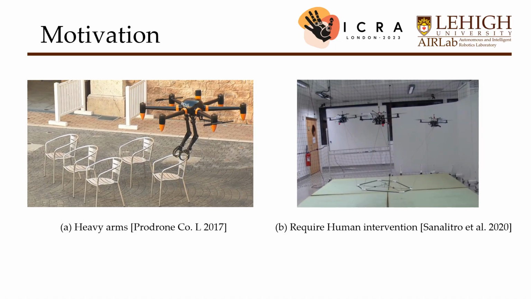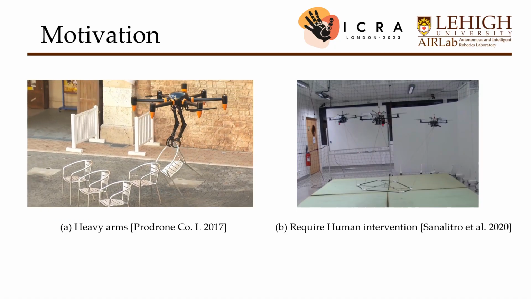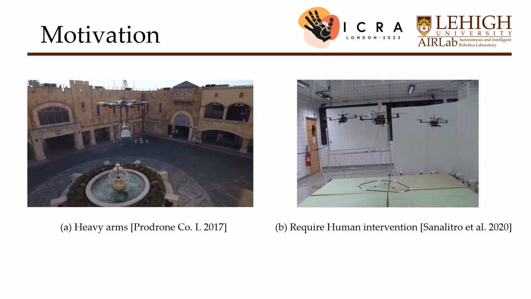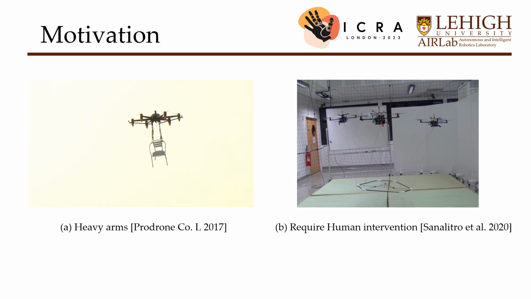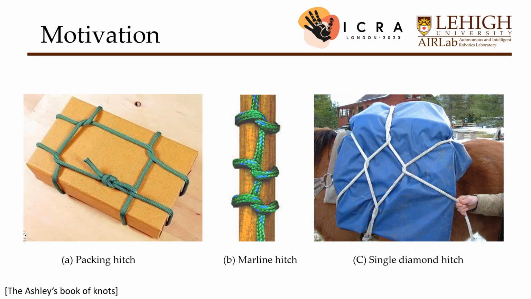Cables are versatile and lightweight and have the potential to replace heavy mechanisms that are being used in robotics literature. Also, current methods in aerial cable manipulation still require human intervention to secure objects. Humans interlace cables to form hitches and knots for multiple purposes, especially to tie, hold, and carry objects.